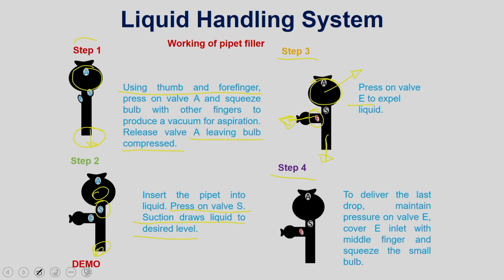And then step 4: because the last drop of material will remain in the pipette, you have to press the valve E, cover the E inlet with the middle finger, and squeeze the bulb a small amount. So, these are the 4 steps.